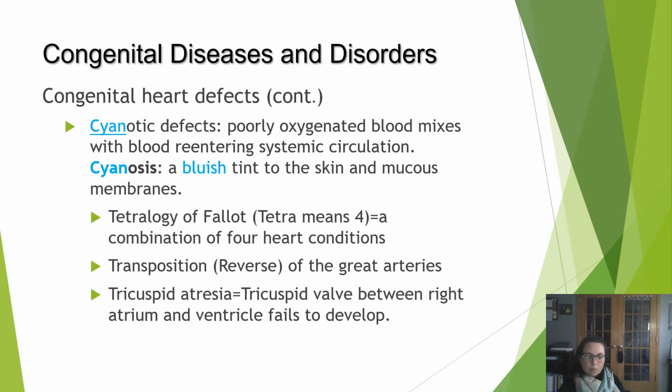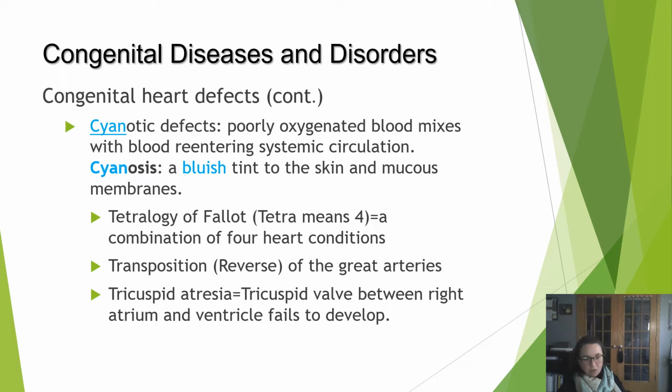All right, more blue. These are the cyanotic defects, which means that the poorly oxygenated blood is mixing with the blood re-entering the circulatory system. This is different from the acyanotic, where there is no mixing. This causes cyanosis, where the skin and mucous membranes, like inside of your mouth, actually turn a bluish tint. The condition involves tetralogy of Fallot, which, tetra meaning 4, is a combination of 4 heart conditions: pulmonary valve stenosis, ventricular septal defect, overriding aorta, and right ventricular hypertrophy.